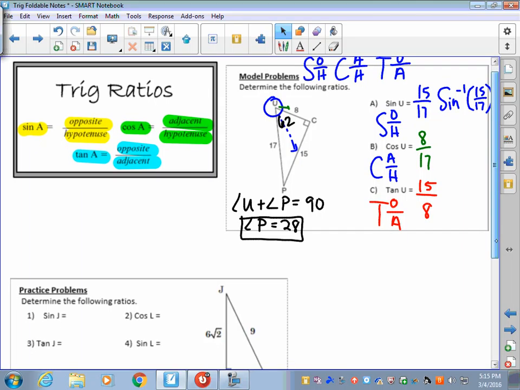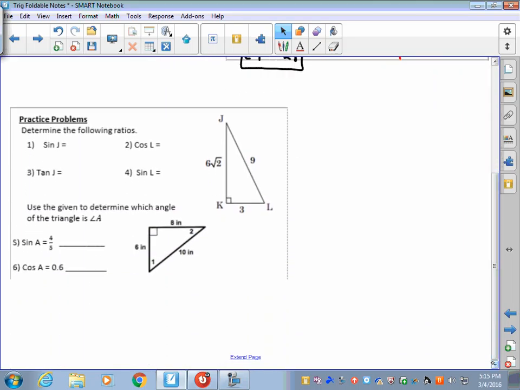So our practice problems here want us to determine the following ratios using the angle of the triangle we have here on the right, JKL. And we're still going to have to simplify and rationalize if necessary when dealing with the radical. So our first one is the sine of J.